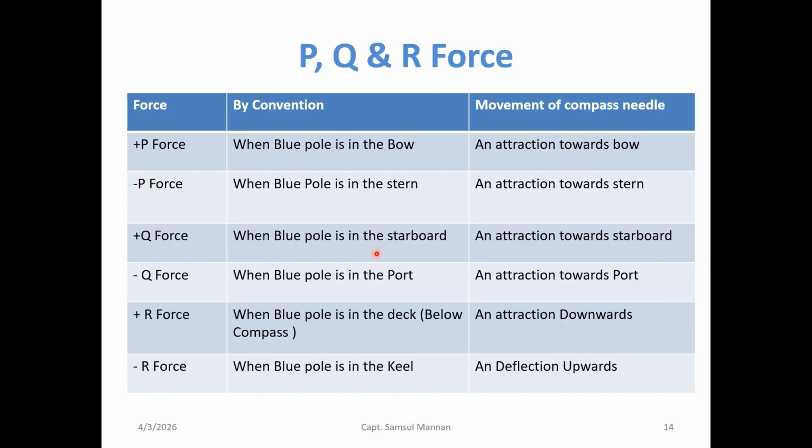When the blue pole is on the starboard side, an attraction will be felt by the compass needle towards the starboard side, and this type of force we call plus Q force. When the blue pole is on the port side, an attraction towards the port side will be felt by the compass needle. This type of force we call minus Q force. When the blue pole is on the deck, above the compass, we call it plus R force, and when the blue pole is on the keel, we call it minus R force.